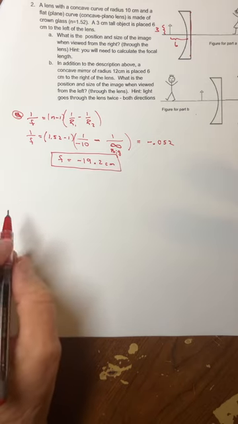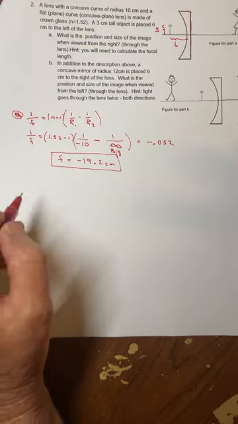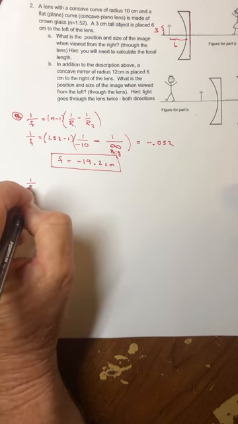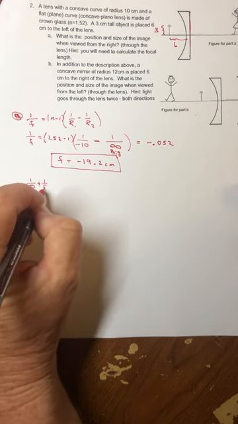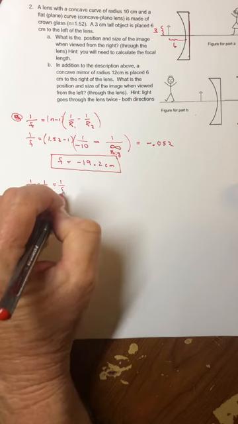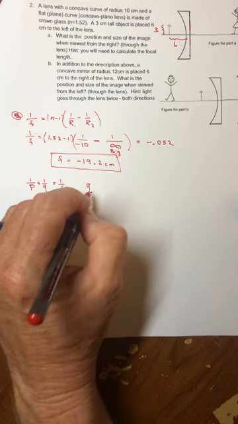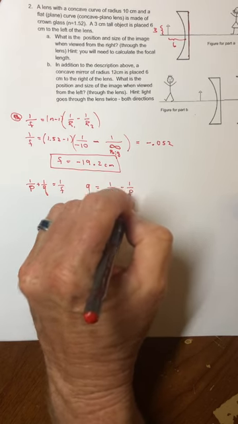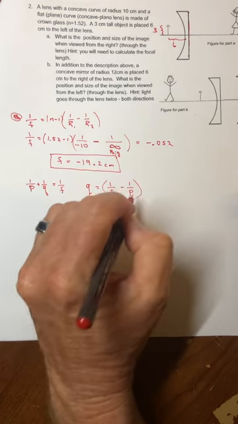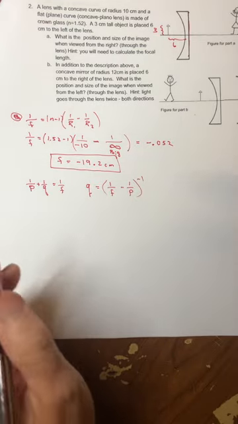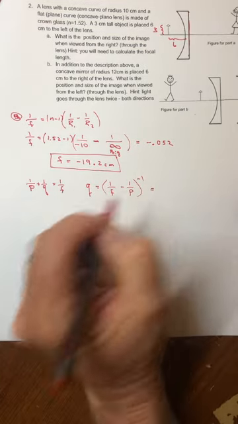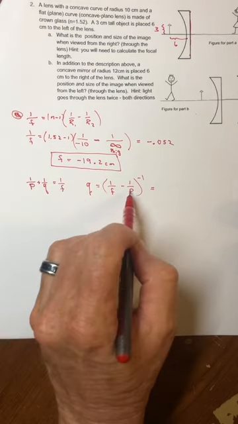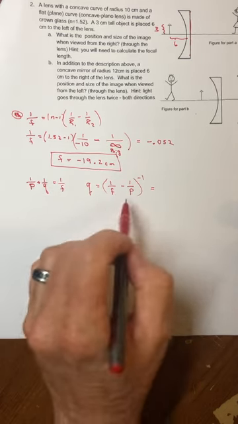All right, so that's our first step. Then we can do the famous 1 over P plus 1 over Q equals 1 over F, which means we can have the 1 over F. We can then subtract the 1 over P. Then we need to reciprocate that result, and we'll get the Q. And so I'm just going to bring this 1 over P over and then take the reciprocal.